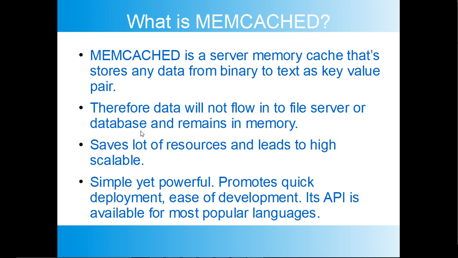We will see what is memcached. Memcached is a server memory cache that stores any data from binary to text as key value pairs. Actually, memcache is a hash map. You know what is a hash map. It has a key, a unique key, and a value corresponding to that key. And in that value, in memcached, you can store integers, text, any value.